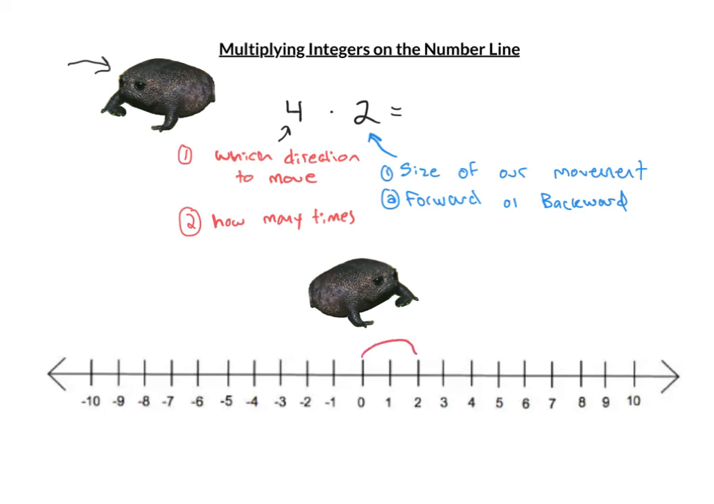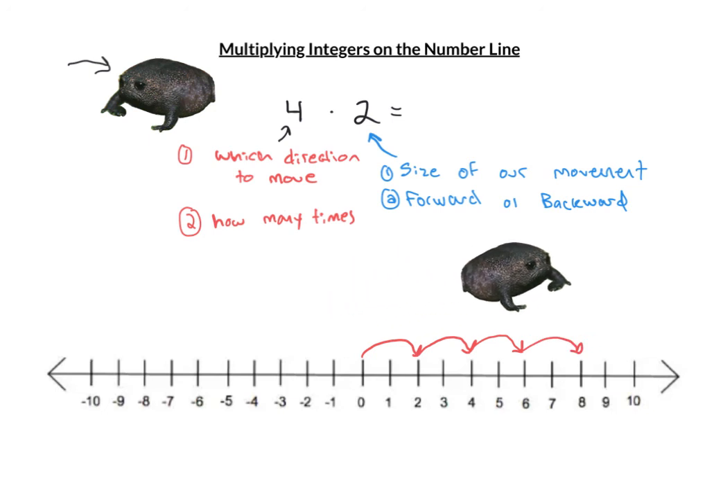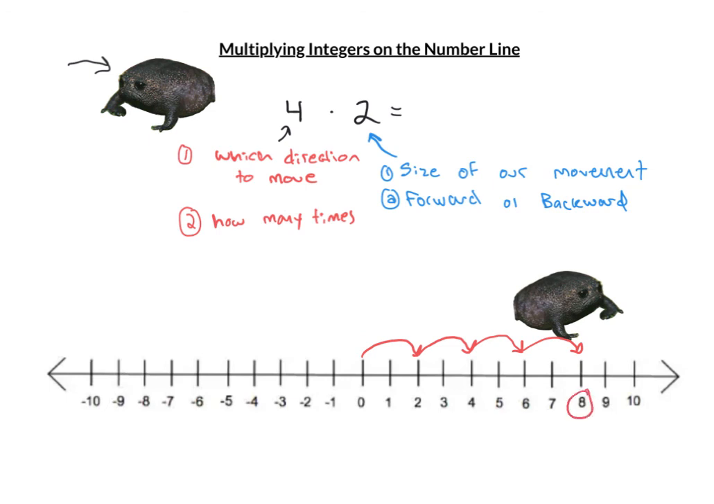So let's do it. There's our first jump, 2 spaces. Our second jump, 2 spaces. Our third jump, 2 spaces. And our fourth jump, 2 spaces. So our sweet little rain frog ended up right here at a positive 8. So 4 times 2 is a positive 8.